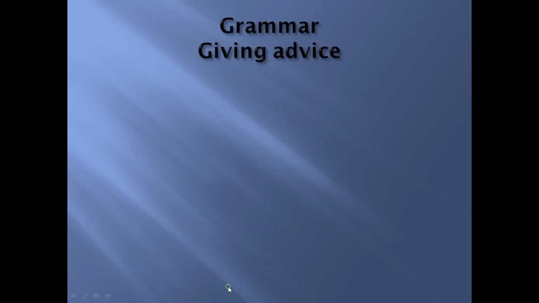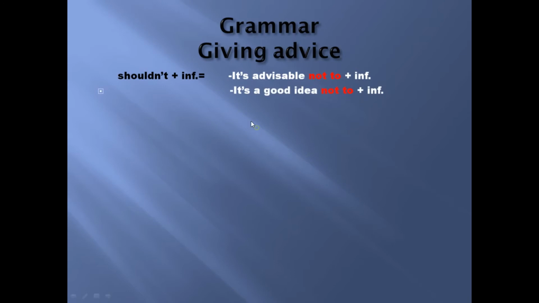Excellent. Then we have shouldn't plus infinitive. We use the same expressions, but we add not before to. So it's advisable not to, it's a good idea not to, it's important not to. You had better not, but without to, because we have just mentioned that we don't use to after had better.